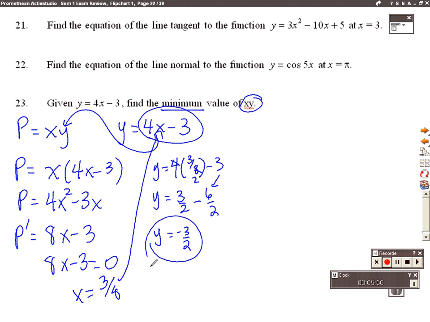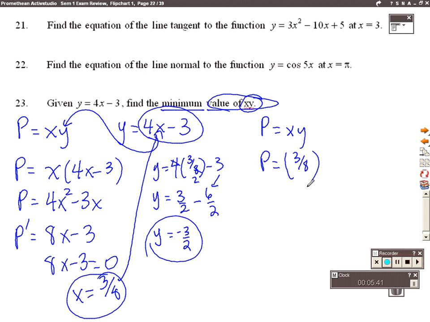So that's my y value and that's my x value, but I still haven't answered the question because it says what is the minimum value of the product. So now my product would be, we already know the product is xy. The value of x is 3/8 and the value of y is negative 3 halves. So when we multiply that together, we get a product of negative 9/16, and that's the minimum product.